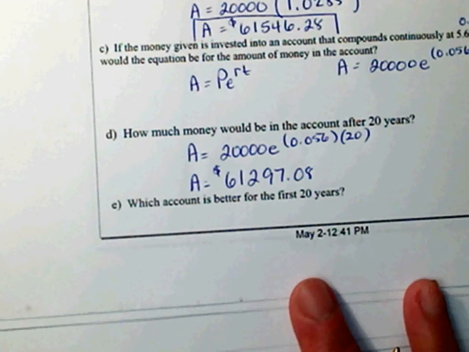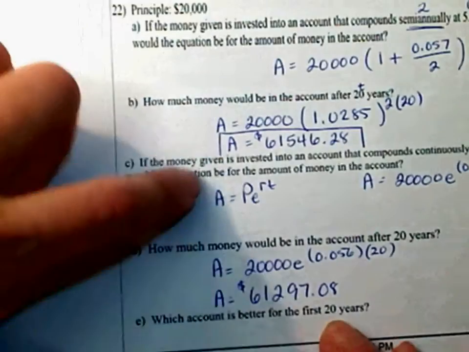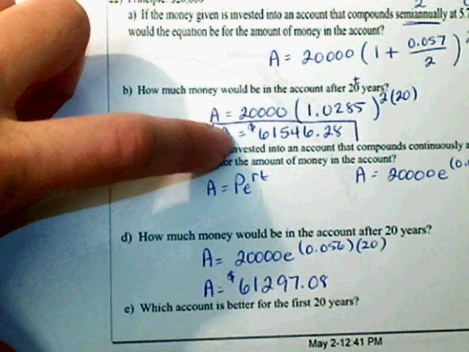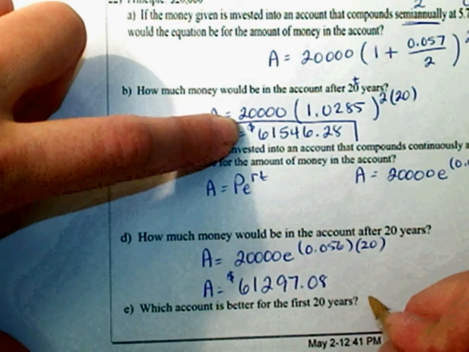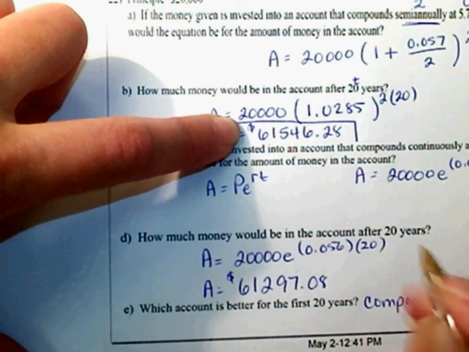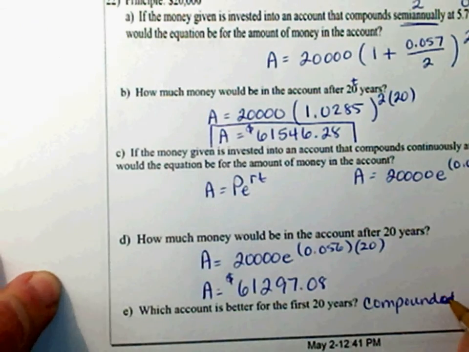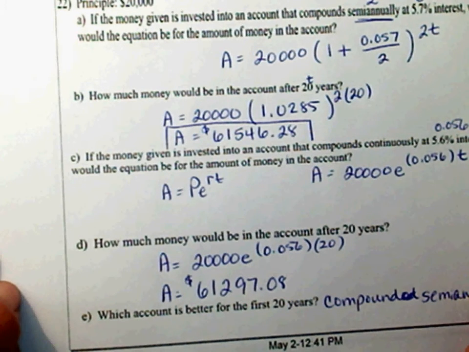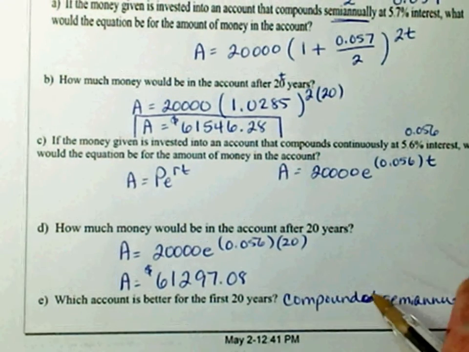Which account is better for the first 20 years? Well, if you compare the two, do you see how you make more money with the one that's compounded semi-annually? So I would pick that one instead of the one that's compounded continuously. Compounded semi-annually. You make more money that way. So I would pick that one. Okay?